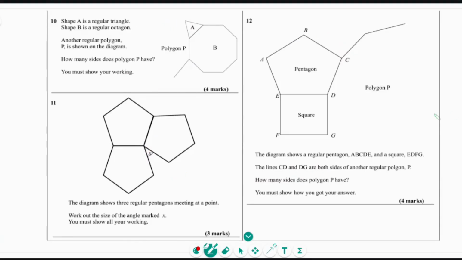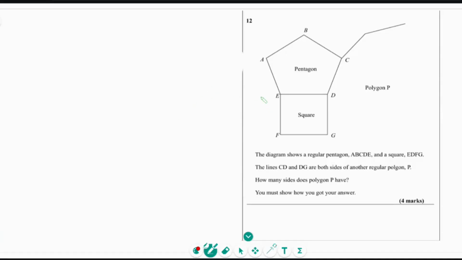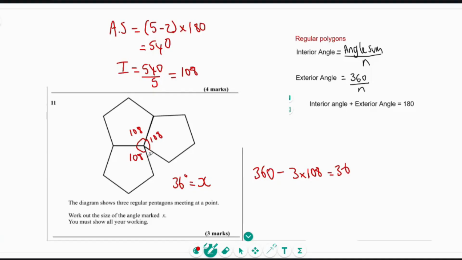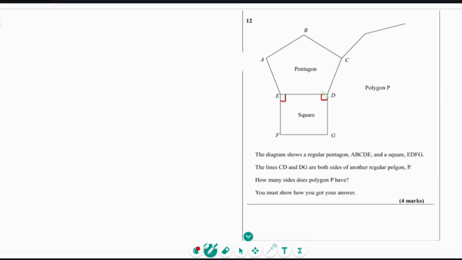Okay, last question. So we've got a square. All the angles in a square are 90 degrees. Pentagon, well, we've just worked that out in this question. Interior angle of a pentagon is 108. So we can work out the interior angle of polygon P by doing 360 minus 90 minus 108, which is 162.